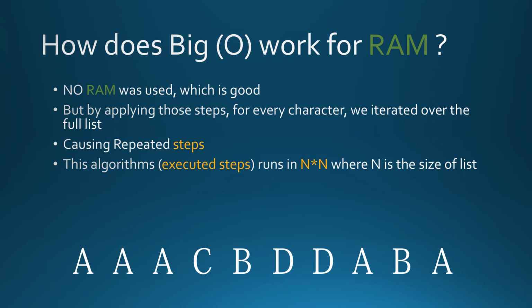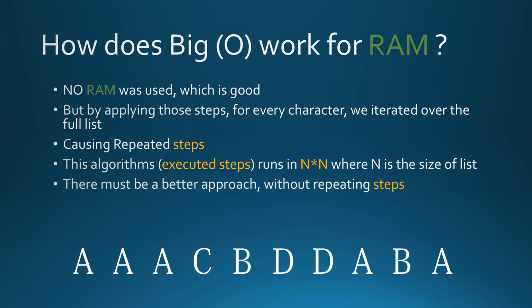That's the worst case, and actually it's not really the worst case, it's the normal case here, because we're going to keep doing the algorithm in whatever scenario happens. We don't run out in between. It runs in n times n, so basically n squared. So the time complexity would be big O of n squared. There must be a better approach without those repeating steps. We want to find a way to solve this problem.